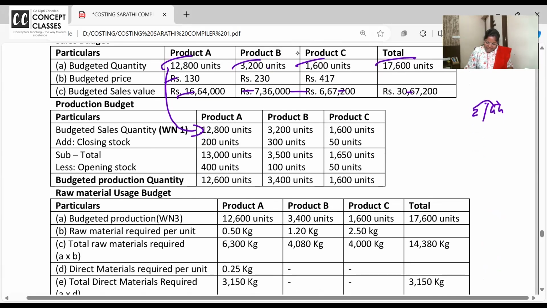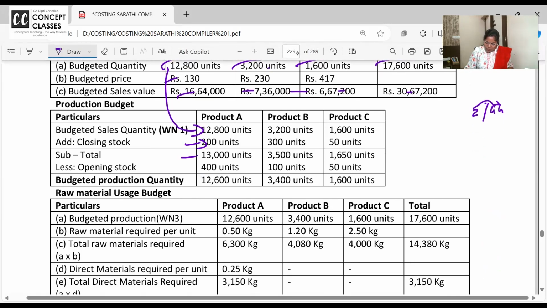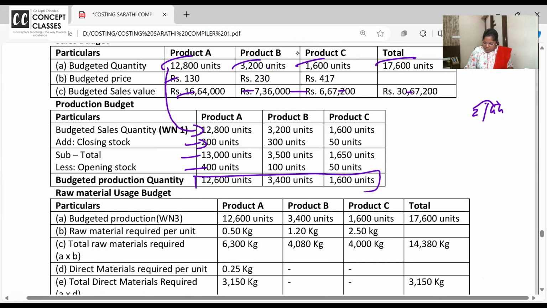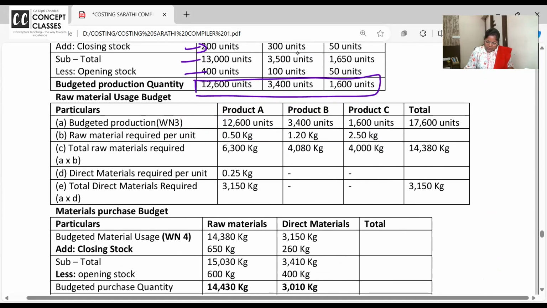अब तो प्रॉब्लम इजी है. Closing stock you know, opening you know, so you got your production budget. Once you know the production, raw material required, just now you did know 1 unit requires half kg. So 12,600 units if you produce, how much you will require? Yeah, direct material. So this is raw material usage budget in kg.